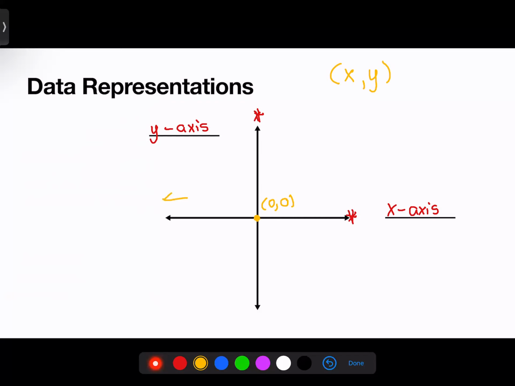Going left or down is negative. Going right or up is positive. 3, 4 can be written like this. 1, 2, 3, 4. We went 3 units to the right and 4 units up. This is where the dot would go.